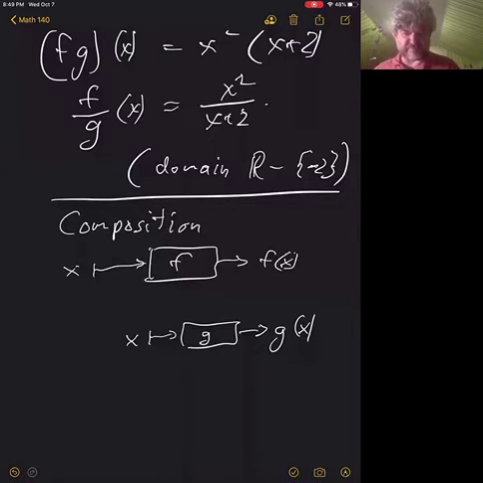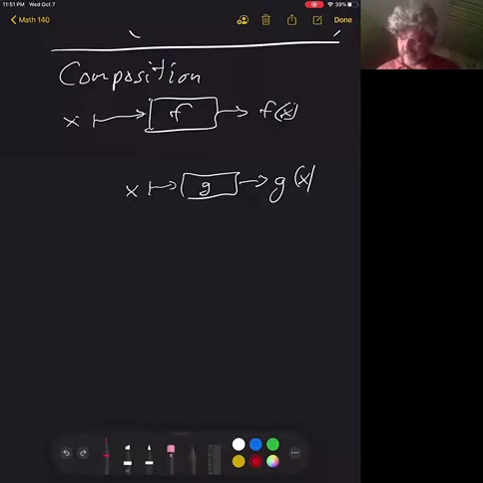So here's one black box for f, takes input x, outputs f of x. Another black box takes input x, and it's labeled g, it outputs g of x. And composition is what happens if you take the output of one as input for the other, like this. So we're using f of x as input instead of x. The picture should be this. Let's do it with the examples of the functions that we just had.